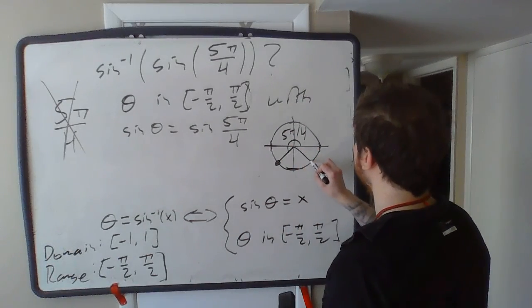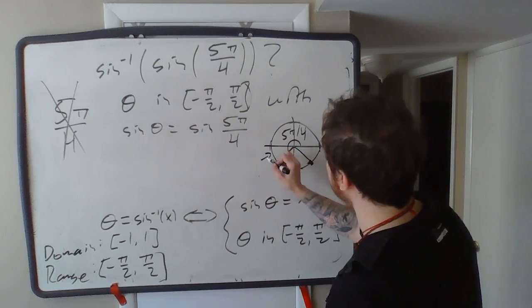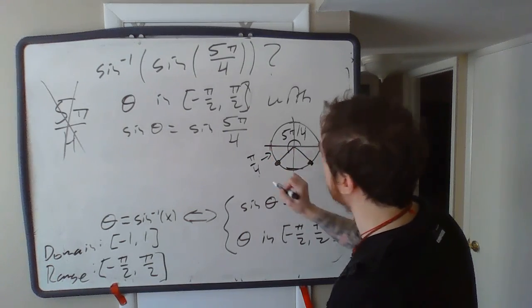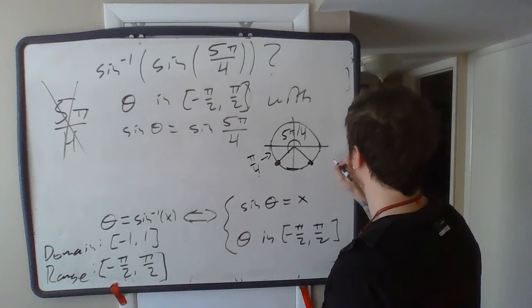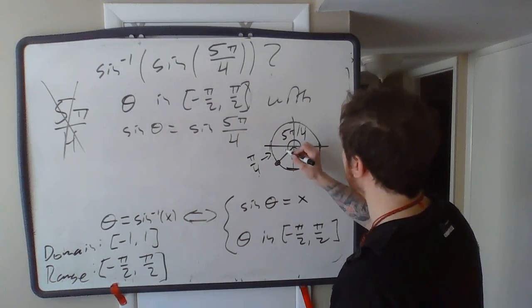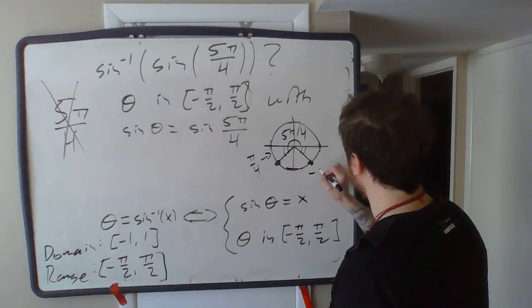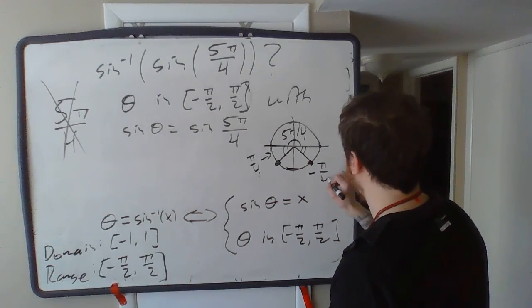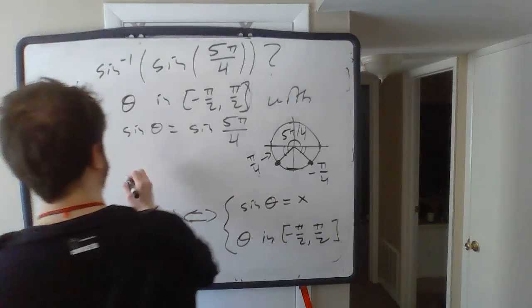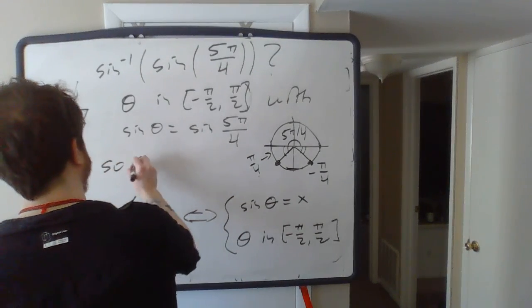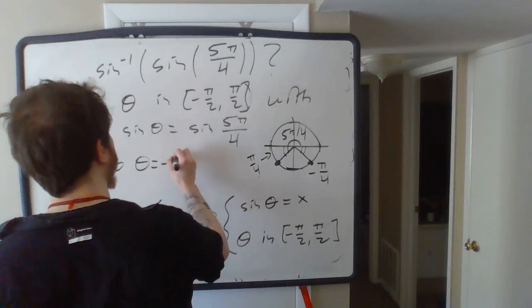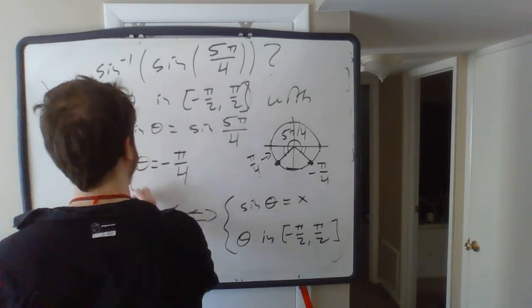So I can just reflect that over to here. Now, this angle is going to be a size of pi over 4. That's my reference angle. So this reference angle is also pi over 4 in size, and this angle comes out to be minus pi over 4. So we get theta equals minus pi over 4.